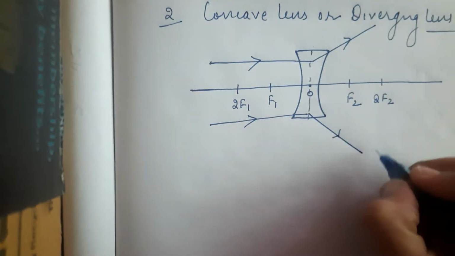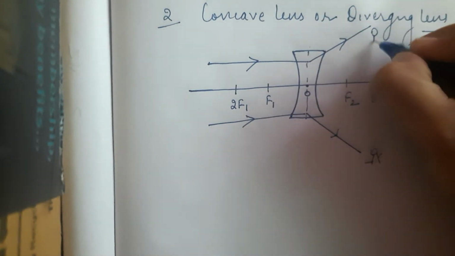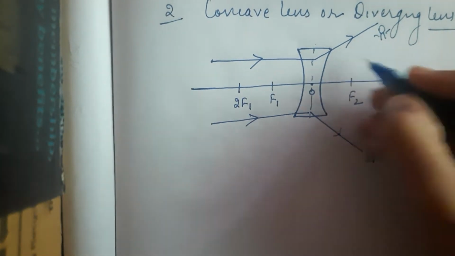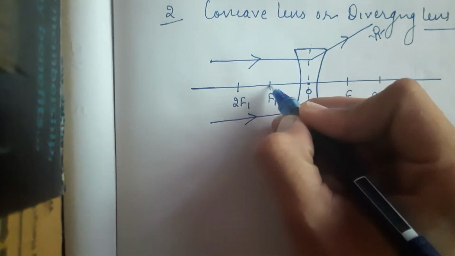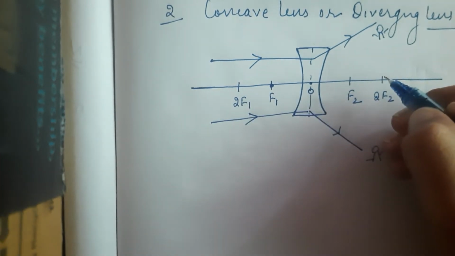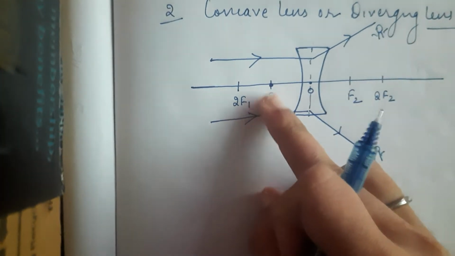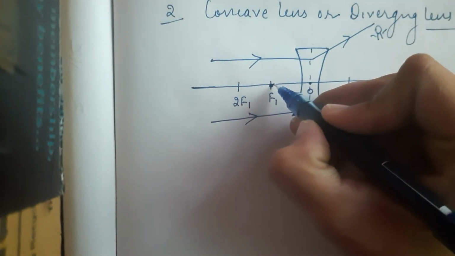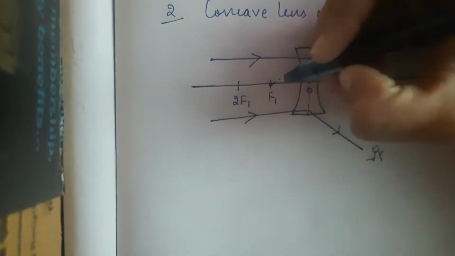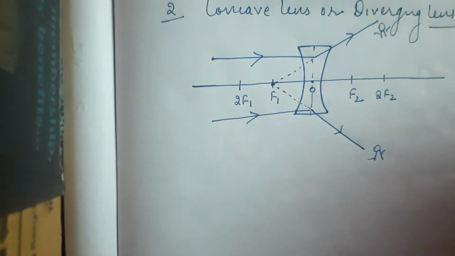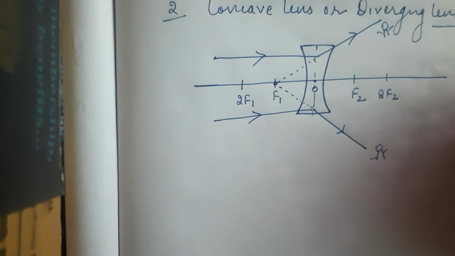But if you are standing here and if your friend is standing here and watching this ray of light coming, what he will see? He will see that the light is coming from this point, right? He will see that the source of light is sitting at F1. So for him, the source of light is not infinity. The source of light is at focus F1, right? So I'll just be extending these lines. And here is my virtual image of the object.